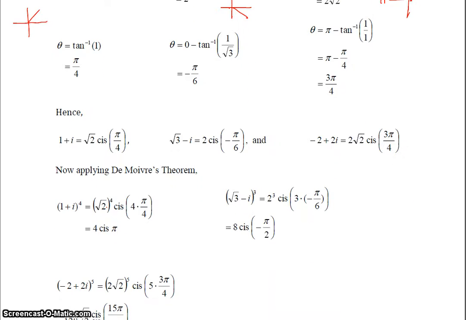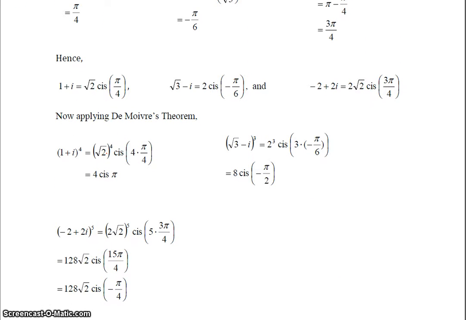And then the last one is our negative 2 plus 2i to the power of 5. So modulus 2 root 2 to the power of 5 is going to result in 128 root 2, and we multiply our argument 3 pi on 4 by 5, which is 15 pi on 4. Now we want to simplify that.